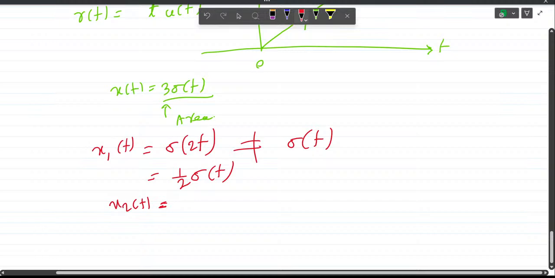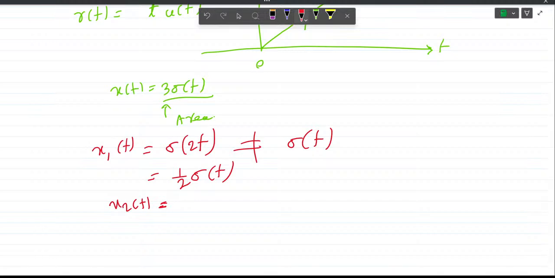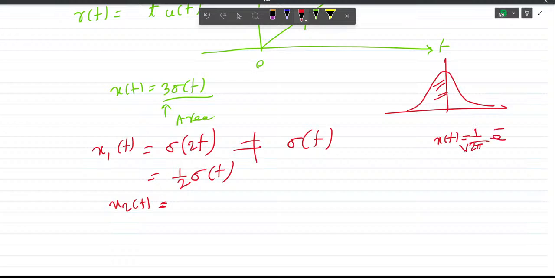The proof is actually not required, but if you want it, then you have to first define what delta t is. Delta t is actually not a function. We are having a distribution. You know the normal distribution; this is actually a distribution. In the normal distribution, it is 1 over root 2 pi, e raised to the power minus x squared upon 2.